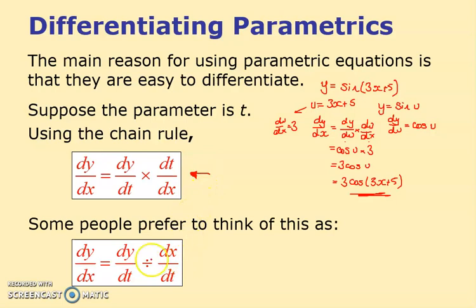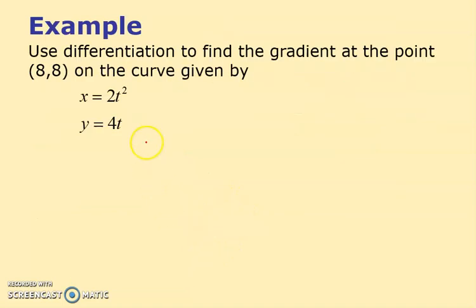There's another way some people prefer to think of it. I personally don't, but you might see that in some books if you read them. So let's have a go at a question. It says use differentiation to find the gradient of the point at 8,8 on this curve given by this. Okay, so I want dy by dx because it says find the gradient.